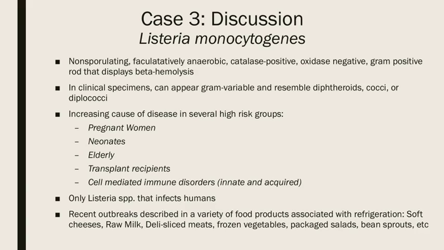And if you look at the CDC website for Listeria outbreaks, you will find an amazing spectrum of food products, from soft cheeses to raw milk. You know, there's a big thing right now with raw milk. How many people have heard of people who go to local dairies and get raw milk? Huge thing, right? Is it a good idea? No. For this and other reasons. Deli sliced meats, frozen vegetables, packaged salads.